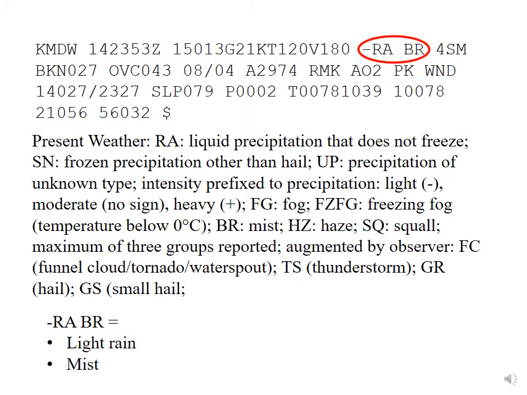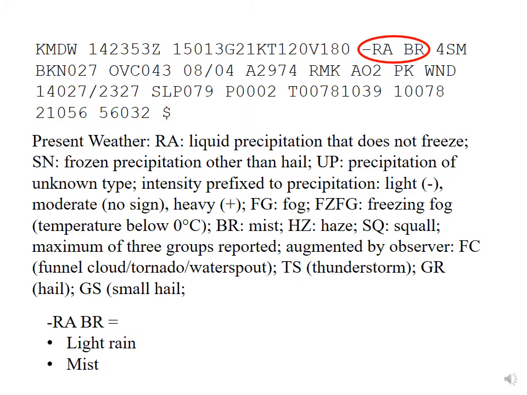The next group of code is the present weather. This isn't always there. If there's nothing going on, then this area would just be blank. But we can basically describe the present weather as rain or frozen precipitation or precipitation of unknown type or fog, freezing fog, mist, haze, squalls, thunderstorms, funnel clouds, hail, small hail, all these sorts of things.